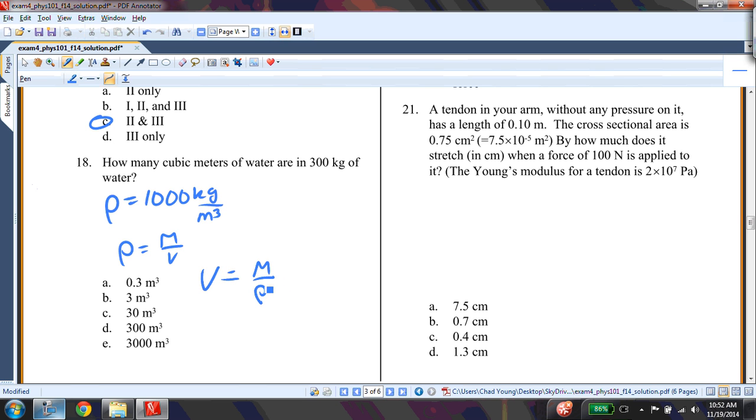Mass over density. I have 300 kilograms over 1,000. That's 3 over 10, or 0.3. A is the right answer for number 18.